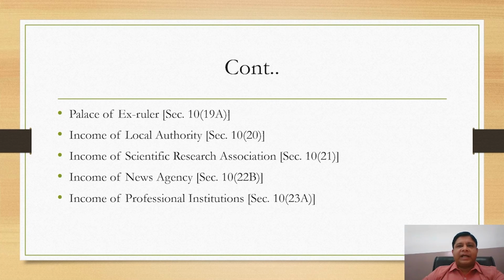Next, palace of ex-ruler. The annual value in respect of any one palace which is in the occupation of an ex-ruler is fully exempt. Next, income of local authority. The following income of a local authority is exempt: income chargeable under the head income from house property, capital gains or income from other sources, income from the supply of water services or electricity within or outside its jurisdiction.